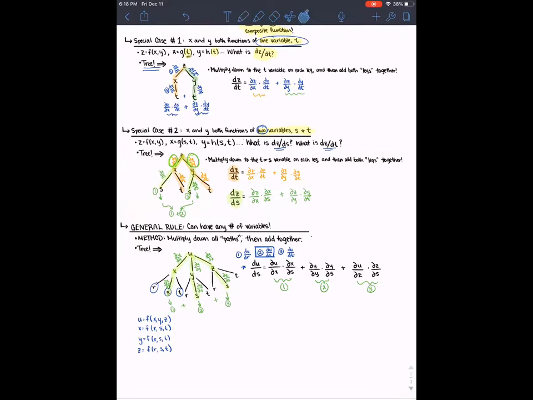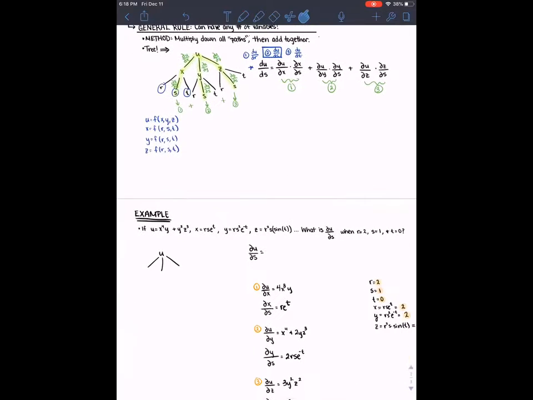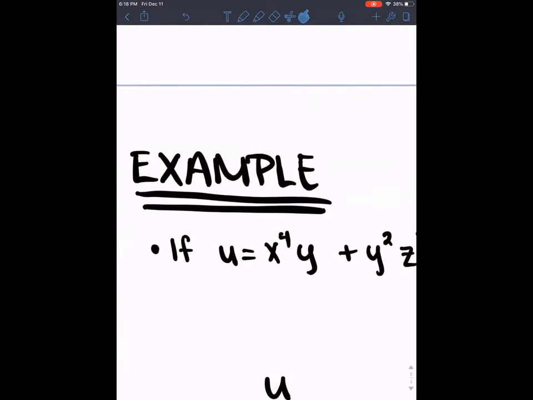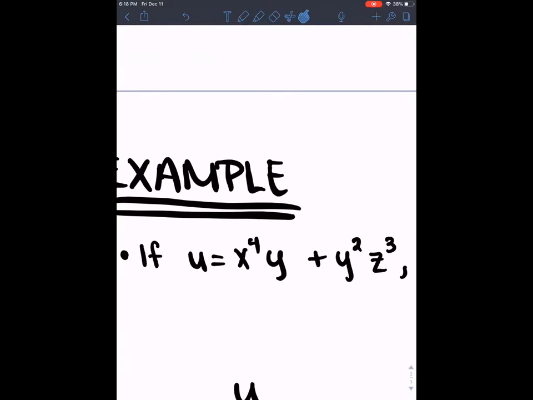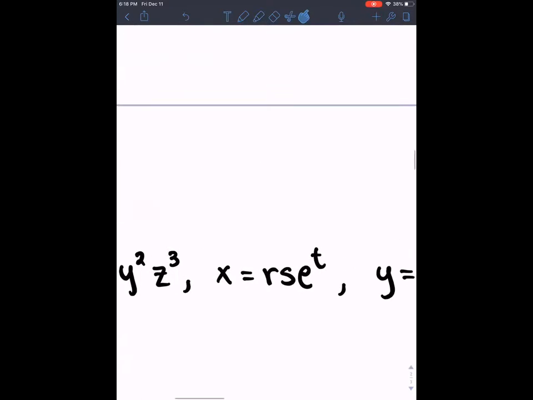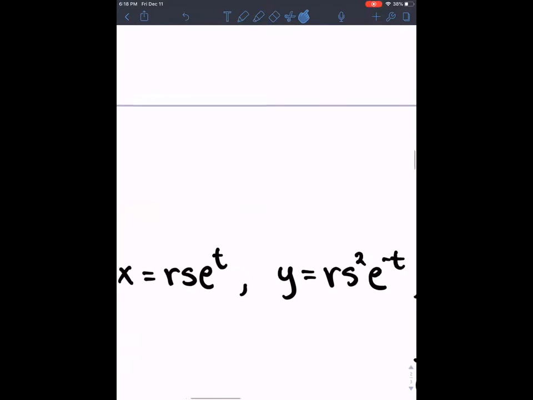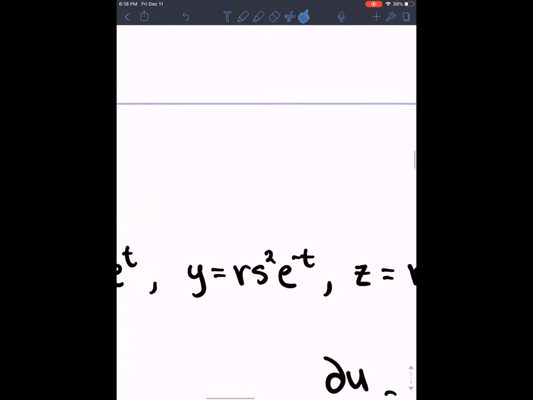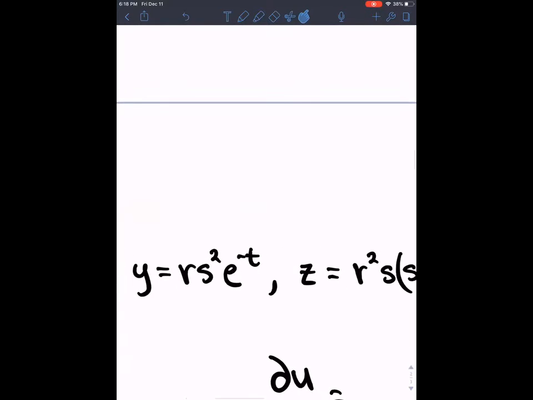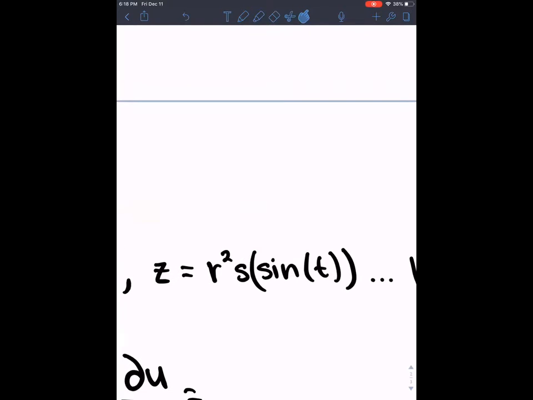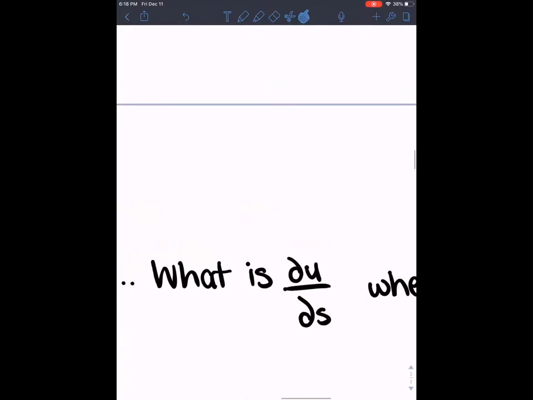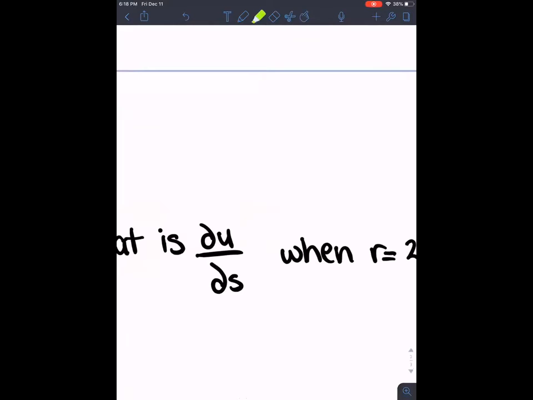So now that we know the general way that the chain rule works, we can work through a more complicated example. So here's my example. If u equals x to the fourth y plus y squared z cubed, x equals rs e to the t, y equals rs squared e to the negative t, and z equals r squared s sine of t, what is du ds? So that's the first question.